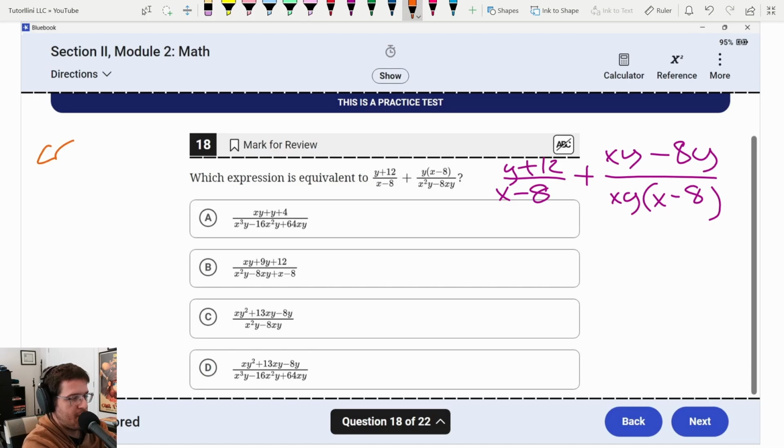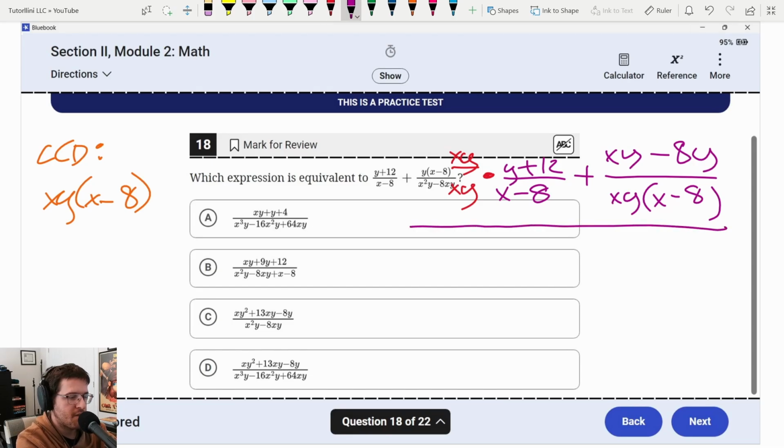That's the least common denominator, xy times x minus 8. The maximum number of x minus 8s present in a denominator is 1. The maximum number of y's present is 1. And the maximum number of x's present is 1. Most people, they just look at this and they go, oh, the one on the left is missing an xy. I bet I got to do something with an xy. And you'd be right. So you don't have to overthink it. We're going to multiply the top and bottom by xy to get a common denominator.